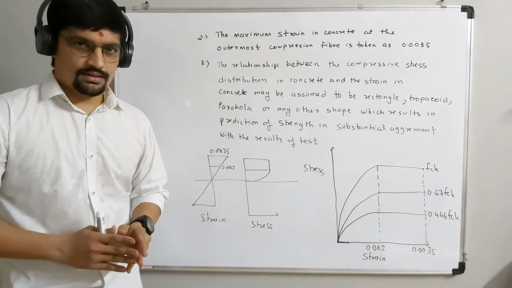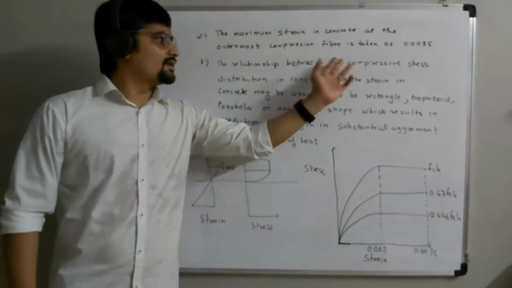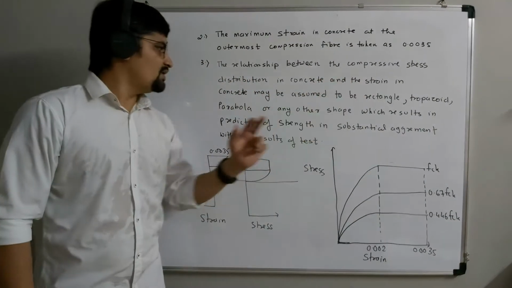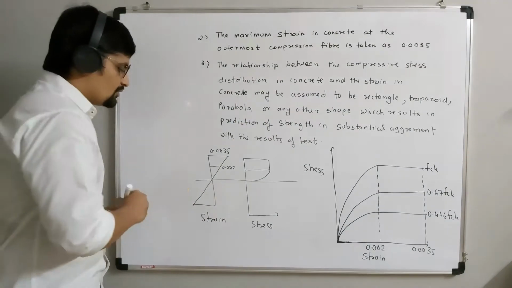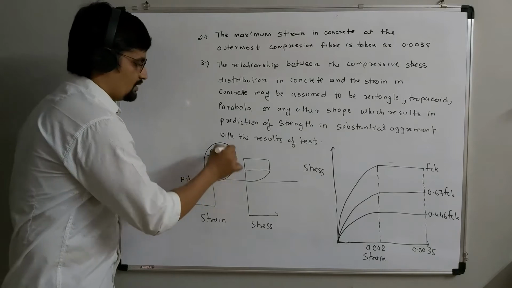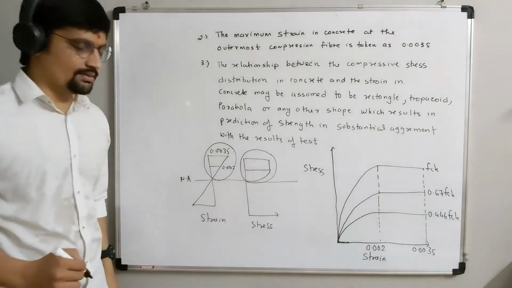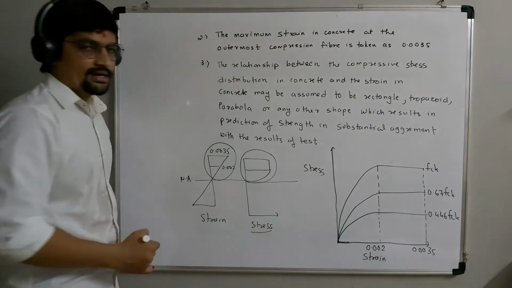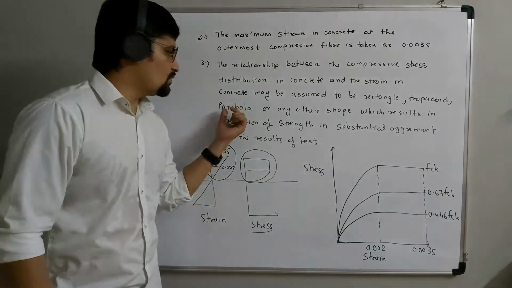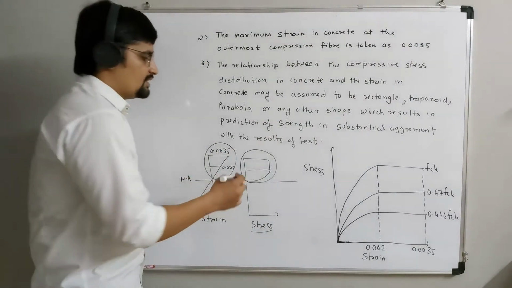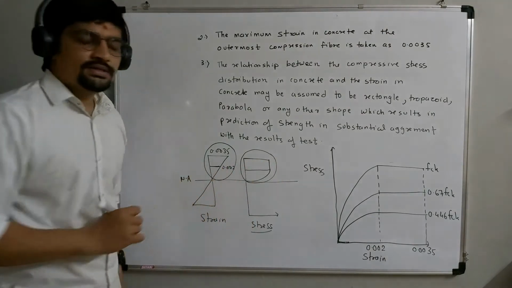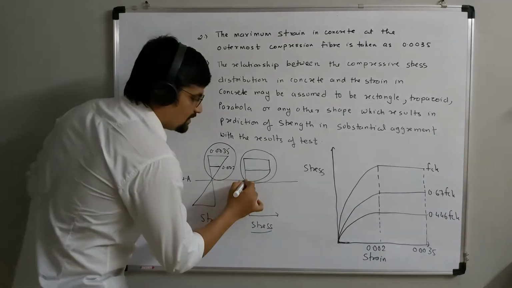And in the third assumption, it is said that the relationship between the compressive stress distribution in concrete and the strain in concrete, means if this is the neutral axis, then this portion will be compressive strain and this portion will be compressive stress, because this is the strain diagram and this is the stress diagram. It may be assumed to be rectangle, trapezoid, parabola or any other shape. In this stress diagram, up to the 0.002 value, the graph will be parabolic.